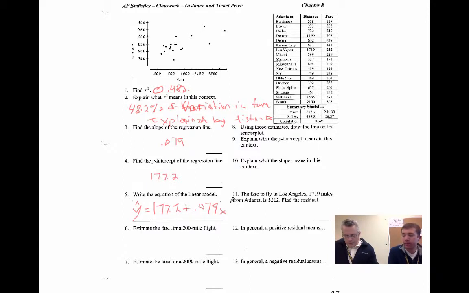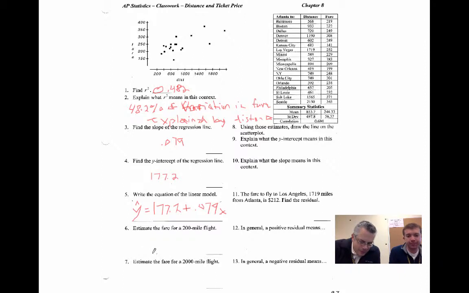Estimate the fare for a 200-mile flight. We just got to plug it in. I'm just flipping through the quiz here. On the quiz, in one problem it does say define the variable. So if you use x and y, you would have to say where y equals the fare and x equals the distance, or just use those words to begin with.